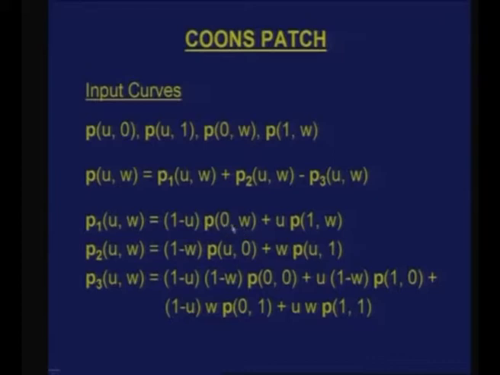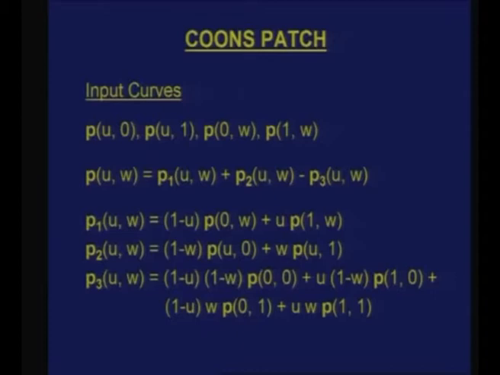So, these are actually u equal to constant curves, and you are linearly interpolating these two curves. I take two other curves and linearly interpolate along those, and basically add these terms. If I add these two, I will get what is called P1 plus P2, but P1 plus P2 is not sufficient, because if I just add P1 and P2, it does not meet certain boundary conditions.